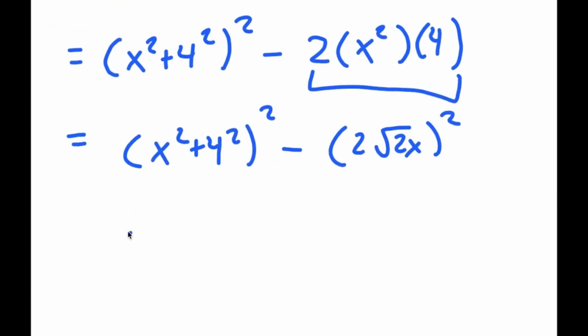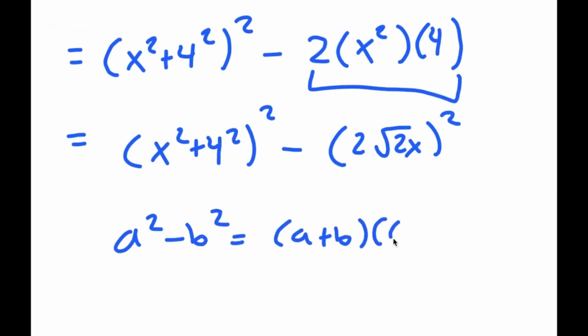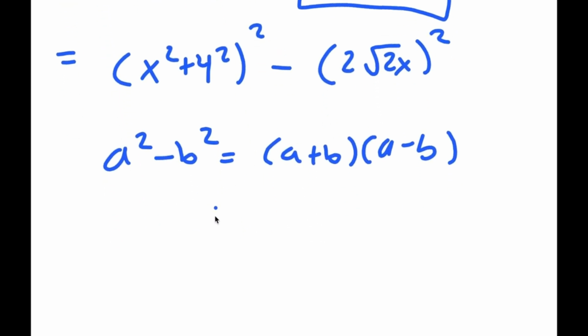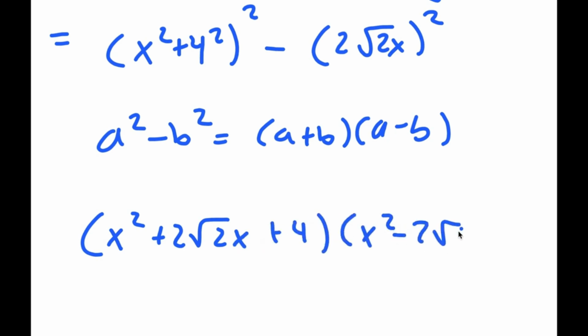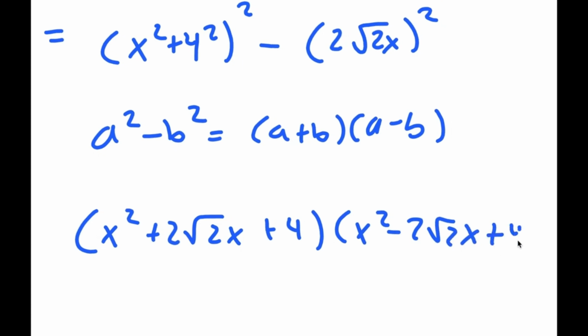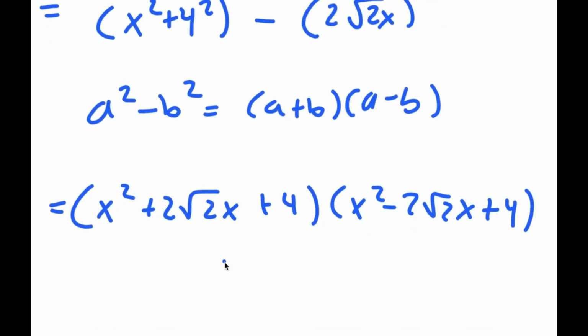And if I have something in the form a squared minus b squared, this is equal to (a + b) times (a − b). So this turns into (x^2 + 2√2 x + 4) times (x^2 − 2√2 x + 4). So this is the factored version of my expression.